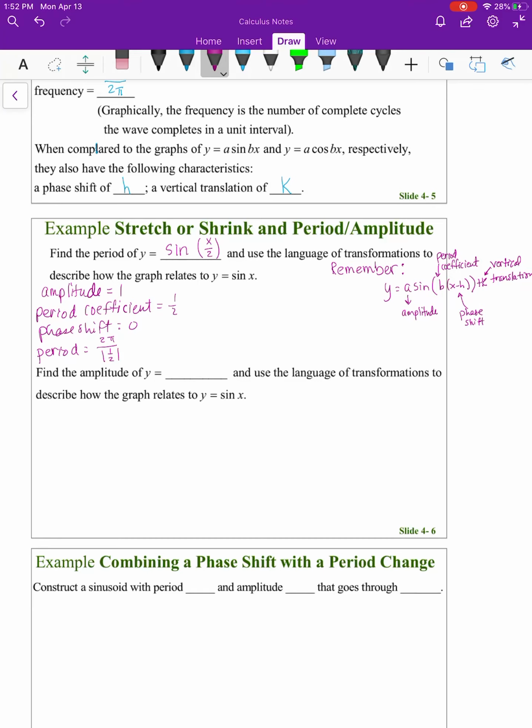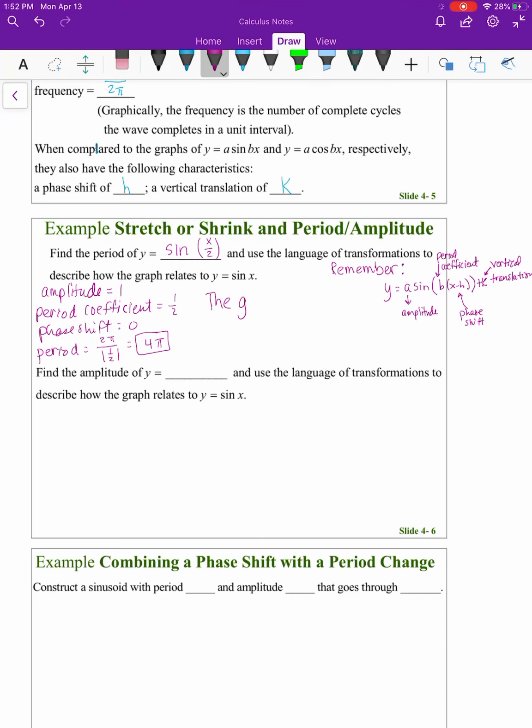So let's take our period coefficient and let's calculate our period. And we said it was 2 pi divided by the absolute value of b. And so this is going to give us a period of 4 pi. And that means that it completes a full cycle in 4 pi radians.